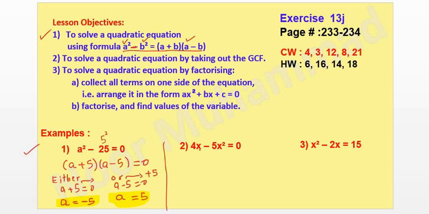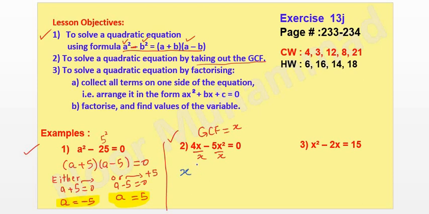Okay, let's discuss the second objective now. To solve a quadratic equation by taking out the GCF. This is the first method that we learned for factorizing, that if there is a GCF, we pull out the GCF to factorize any expression. As you can see here in example number 2, what is the GCF? The GCF is x. Right? So what will you do? You will divide this one by x, and you will divide this one by x, and you will pull out the GCF, that is x.